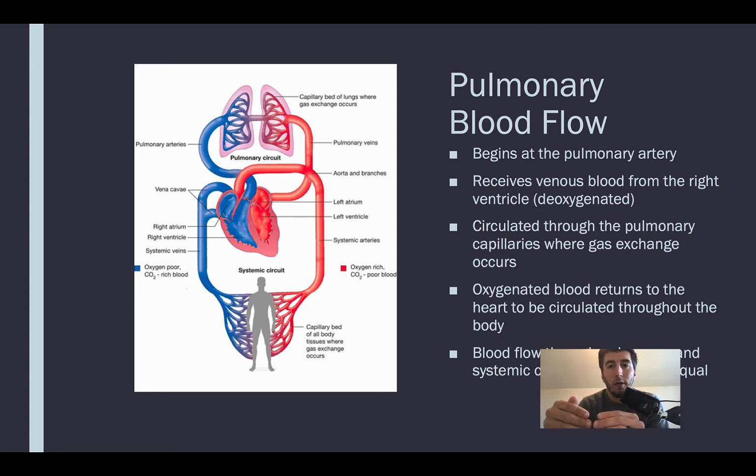Right atria to the right ventricle to the lungs, lungs to the left atria, to the left ventricle, to the body. Pulmonary blood flow. Super simple.